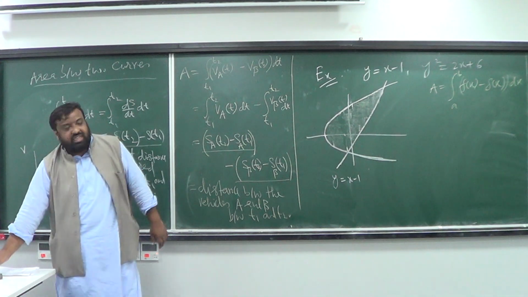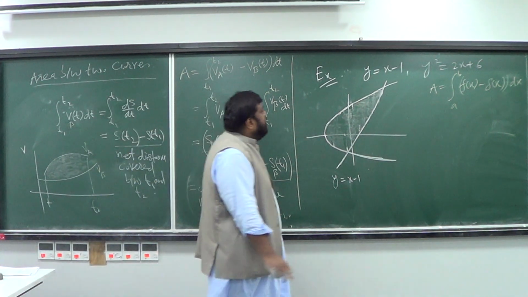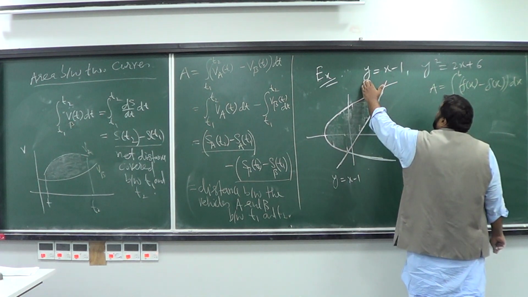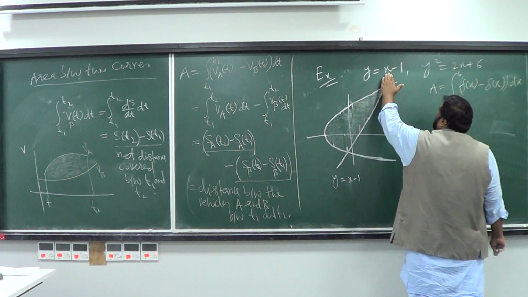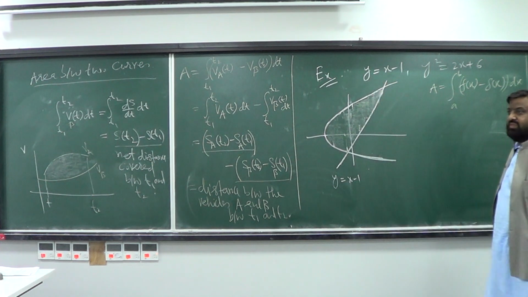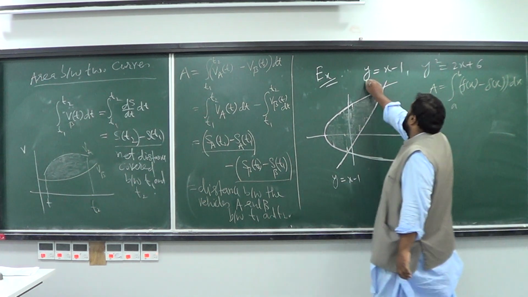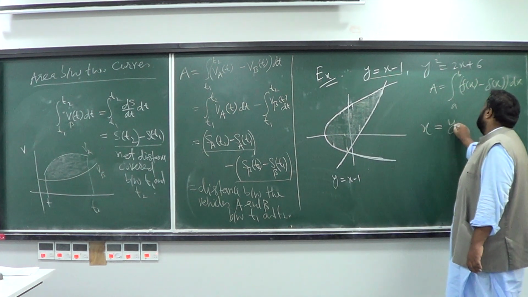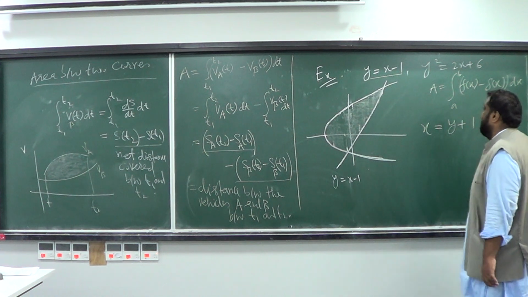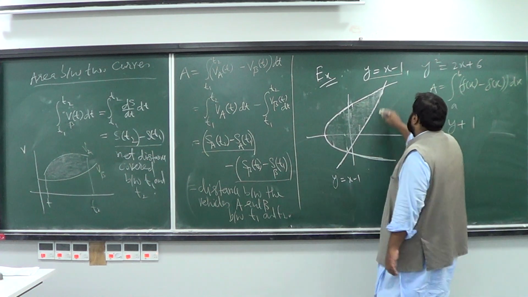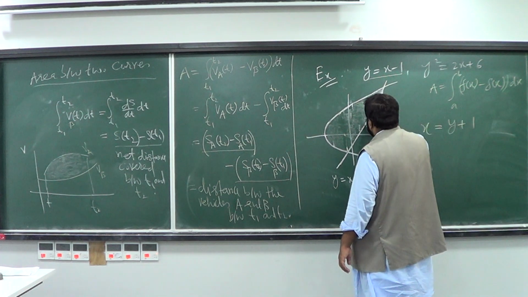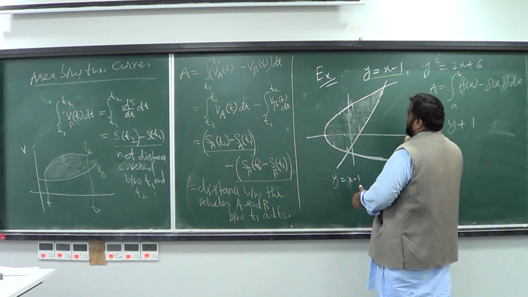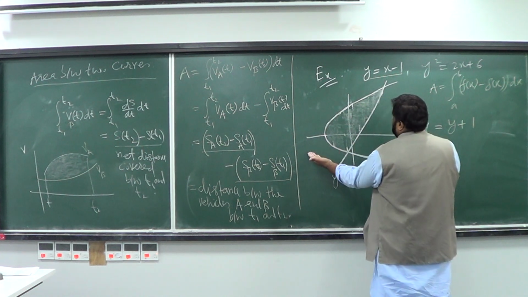For doing the integral with respect to y, you have to first compute the value of x in terms of y. So from this curve, what would be the value of x in terms of y? It is going to be y plus 1. Since this is the curve on the left, this is the curve on the left actually.